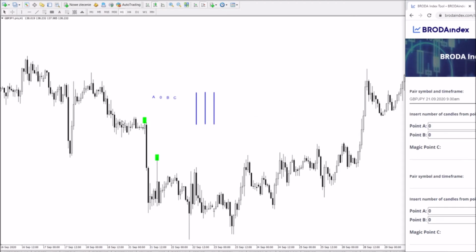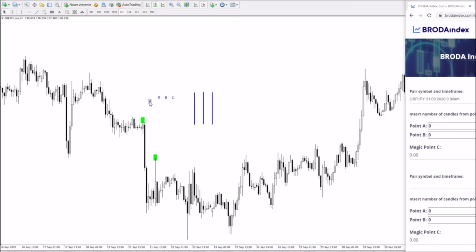So first of all you have to find two starting points. First one we will call point A and the second one we call point 0. And the most important and the most difficult thing is to identify these points. If they are good, the next points will also work for you.